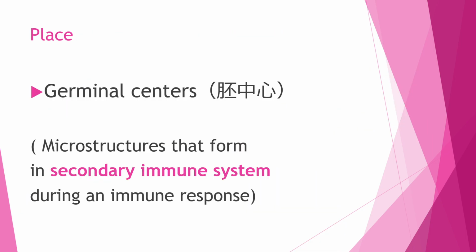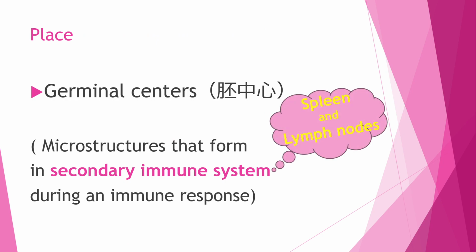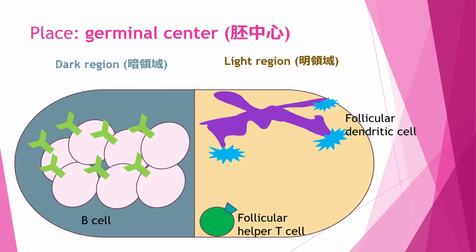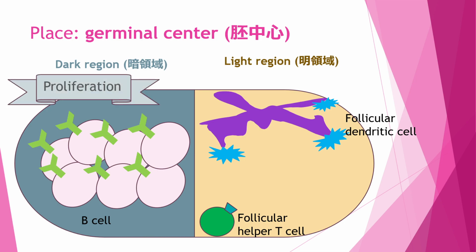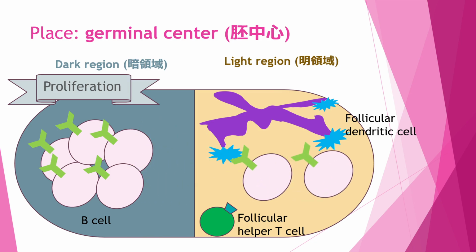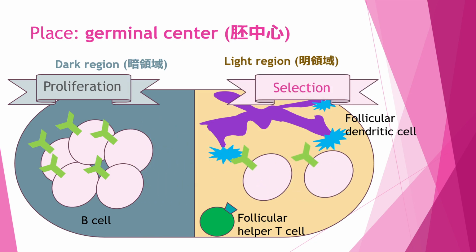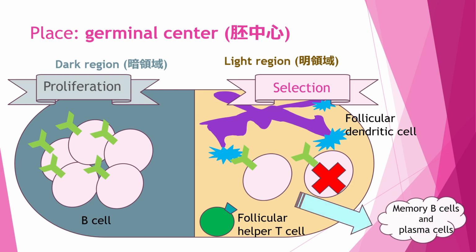Place: affinity maturation occurs in germinal centers. Germinal centers are microstructures that form in secondary immune tissues such as the spleen and lymph nodes. There are two types of regions in the germinal center: dark regions and light regions. B cells first proliferate in the dark region, then migrate to the light region, where they are selected and differentiate into memory B cells and plasma cells. Affinity maturation occurs during this process.